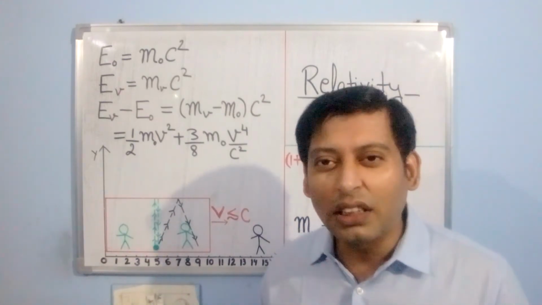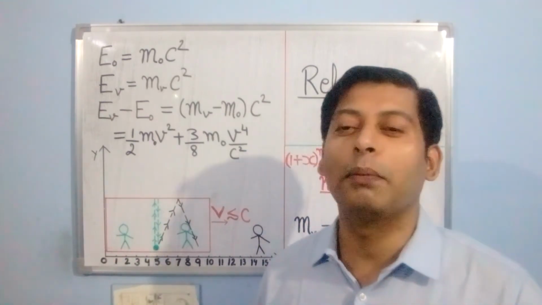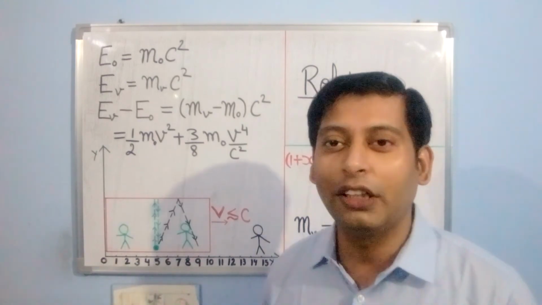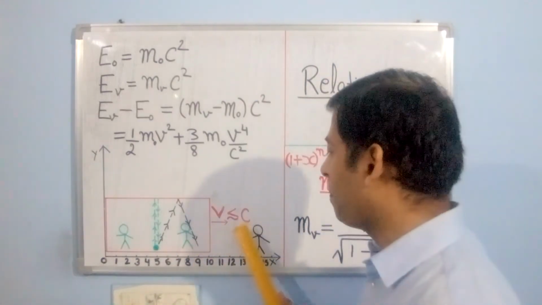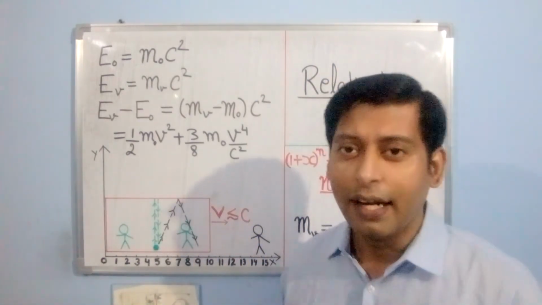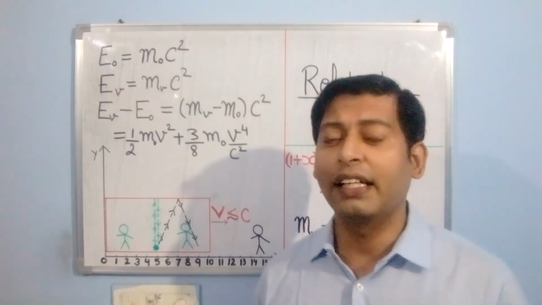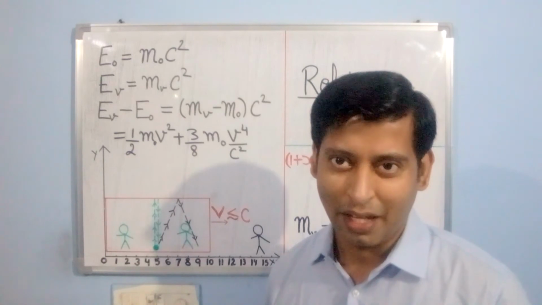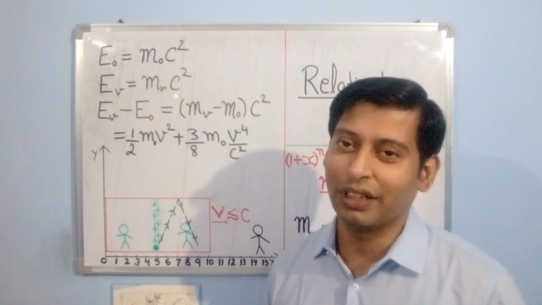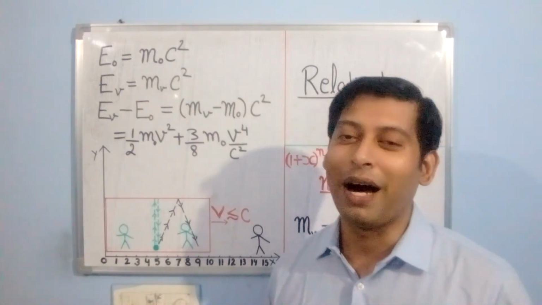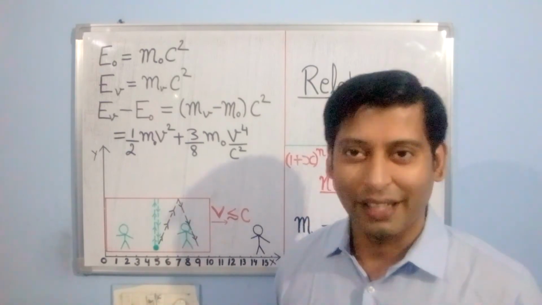So this is inherently put by the body itself, that it does not want to approach the speed of light, and mass being the inertial property of a body, it is resisting this. I hope you understood this concept, how mass is relative, right?